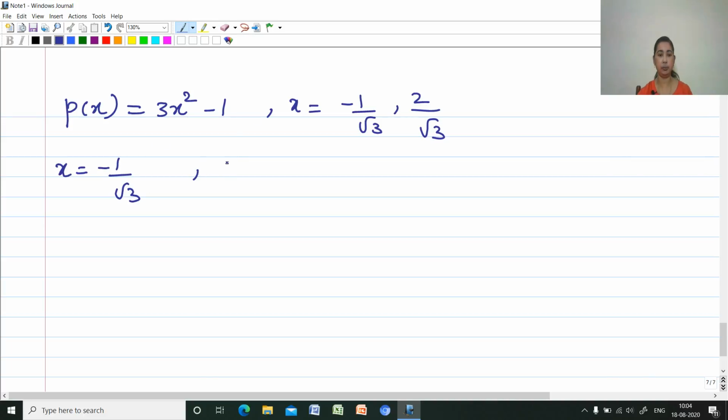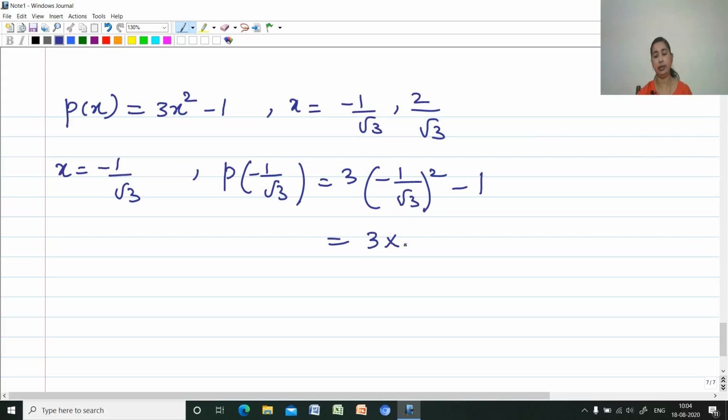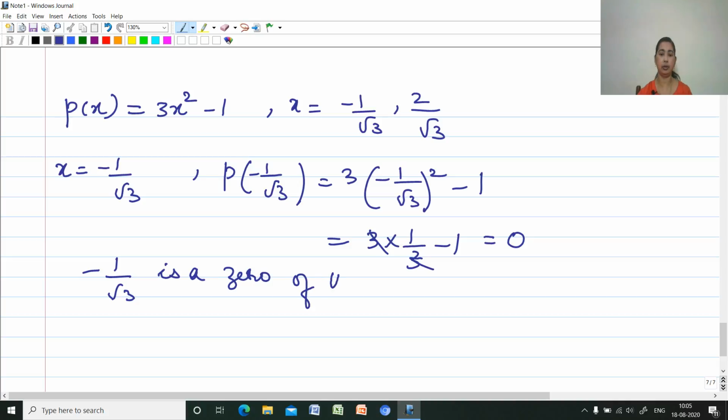So what happens to p of x? P of minus 1 by root 3 can be written as 3 into minus 1 by root 3 whole square minus 1. That is 3 into, minus square is plus, same way 1 by root 3 whole square is 1 by 3, minus 1. 3 getting cancelled, we are getting 1 minus 1 as 0. That means minus 1 by root 3 is a zero of the given polynomial.